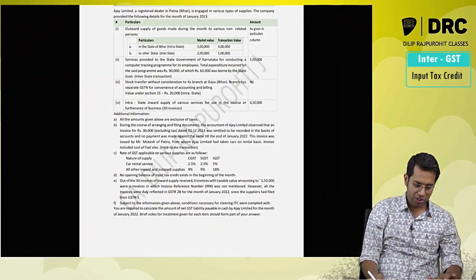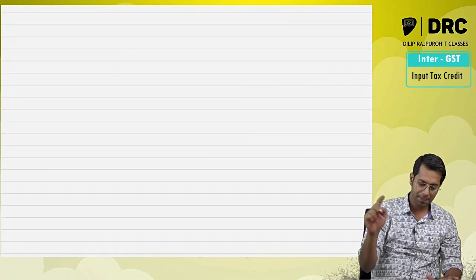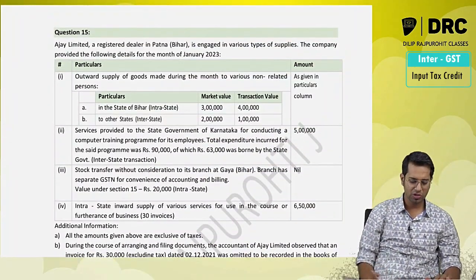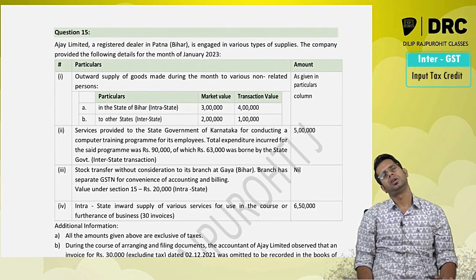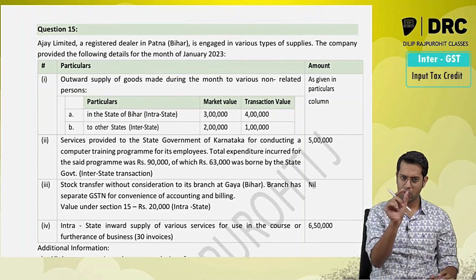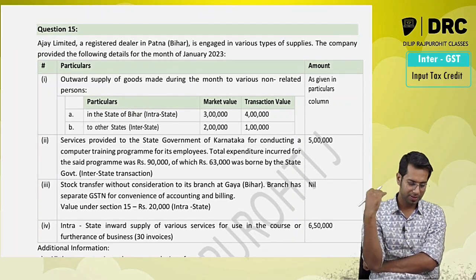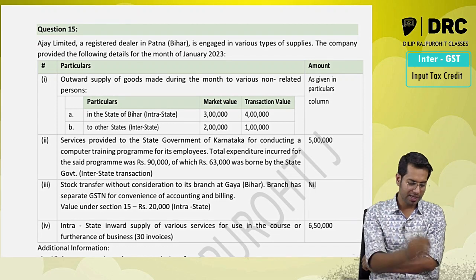Okay, then the next question, a very beautiful question asked in your previous attempt. I think it was asked in the May 22 attempt. Nice question. When there was a small amendment, they asked this question. Ajay Limited, a registered dealer, 8 marks question.